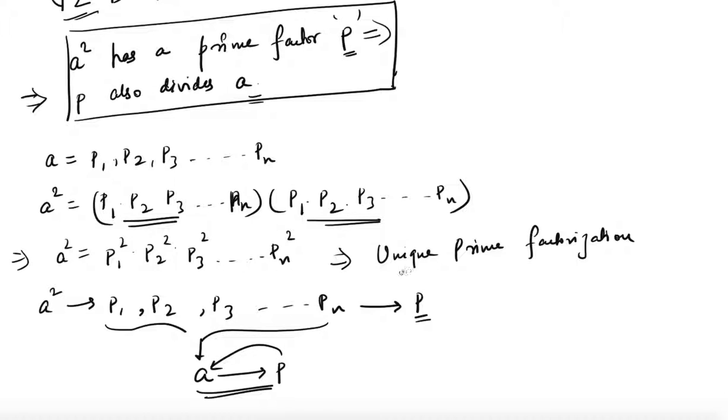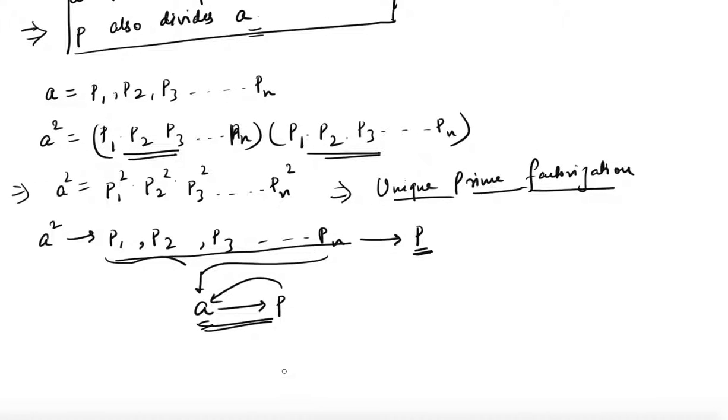Now you know that any number has a unique prime factorization, right? So the only prime factors of a square that are possible are p1, p2, p3 up to pn. Now since a square has a prime factor p, this p will be any one of p1, p2, p3 up to pn. But what are they actually? What are p1, p2, p3 up to pn? They are the prime factors of a. Hence p is a prime factor of a.